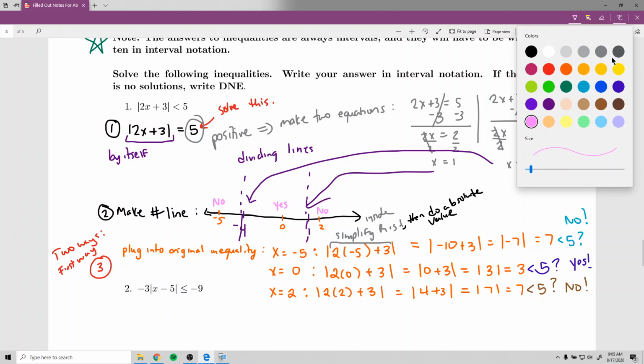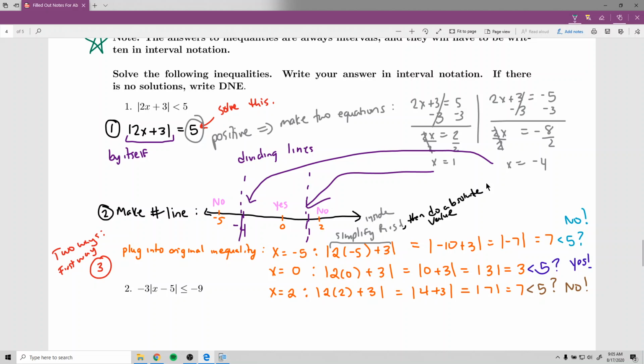Now what the yeses and nos mean, they tell you which intervals to use. So since we have a yes here, we will use this interval.